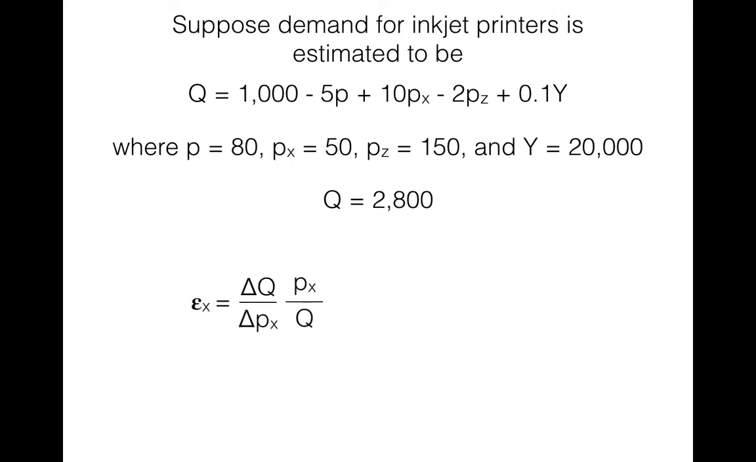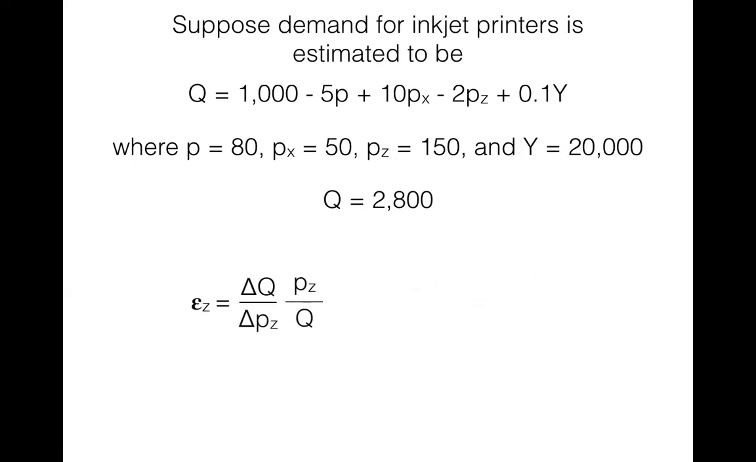We can do the same for the cross-price elasticity with respect to good X. The cross-price elasticity is equal to the change in Q divided by the change in PX multiplied by PX over Q. The change in Q over the change in PX is the coefficient on PX in the estimated demand function, so it's equal to 10. We know that PX is equal to 50, and we know that Q is equal to 2,800. And we multiply that through, and we get that the cross-price elasticity with respect to commodity X, or good X, is equal to 0.179.